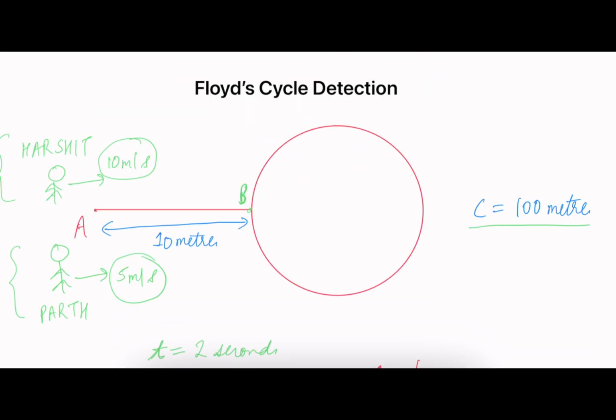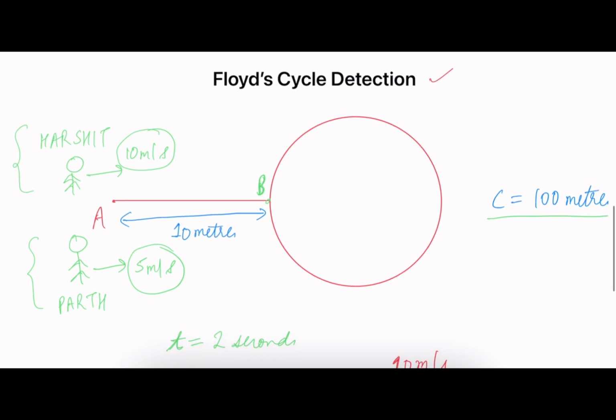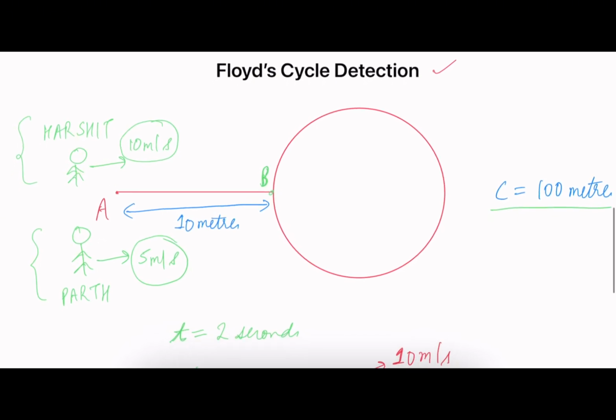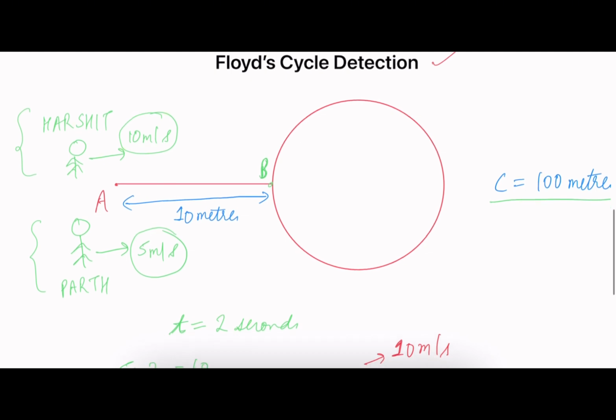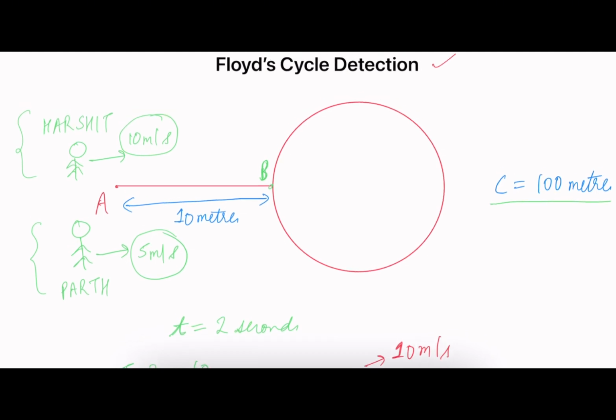To understand this problem, we'll have a look at a famous algorithm which is called Floyd's cycle detection algorithm. To understand this algorithm in a simple way, we'll make use of an example of two runners running on a racetrack, and we won't go too much into the mathematics as it would be easier to understand using this example. So let's say there are two runners. The first one, his name is Parth, and second is Harshit.